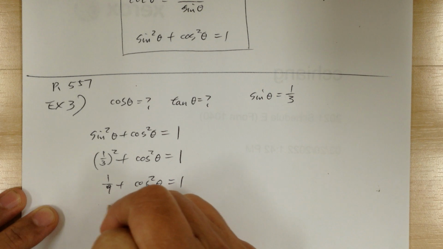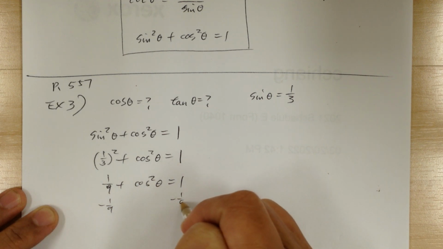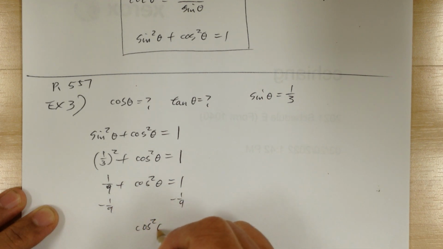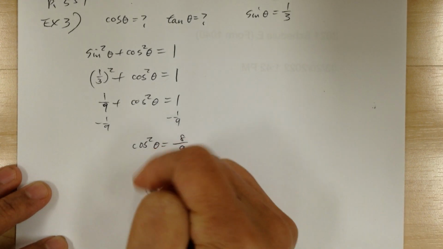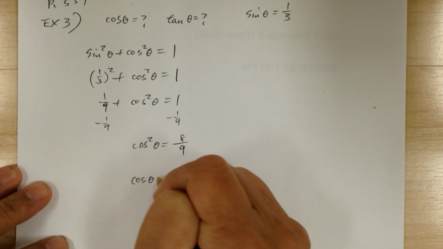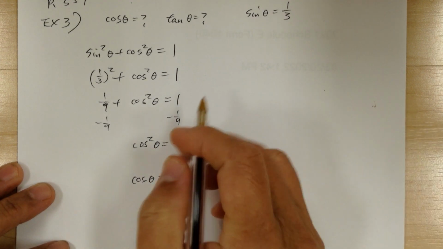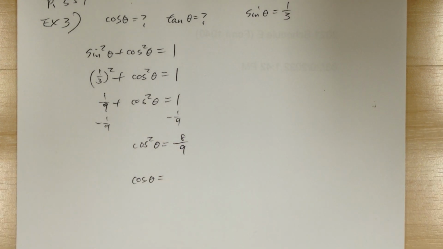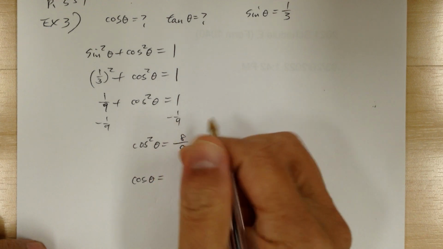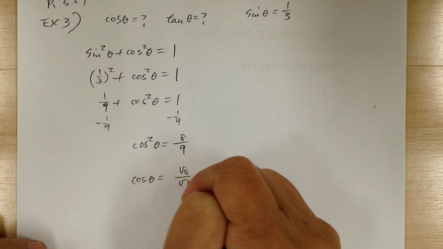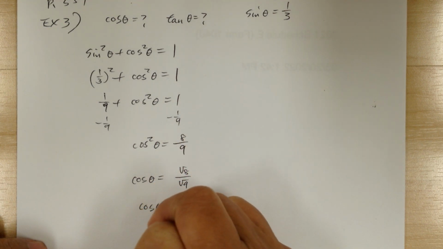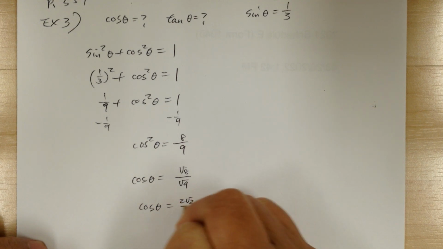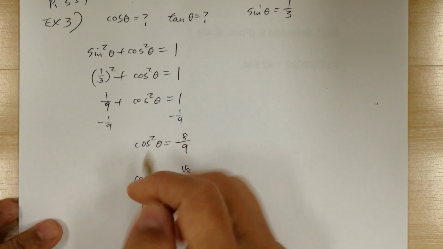So you subtract 1/9 on each side. So you got cosine squared theta equal to 8 over 9. Then you take the square root. So cosine theta, and when you take the square root, you can just use the positive one. So this will equal the square root of 8 over the square root of 9. So cosine theta equal to 2 square root of 2 over 3.